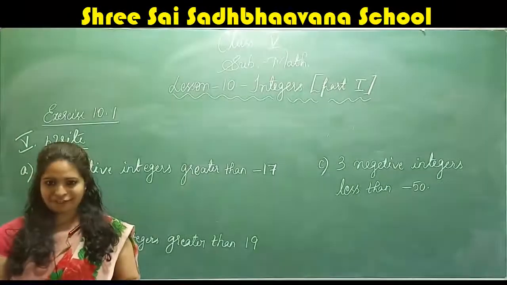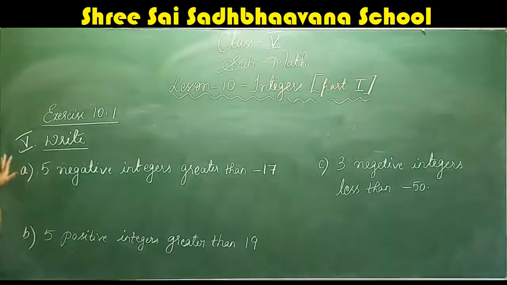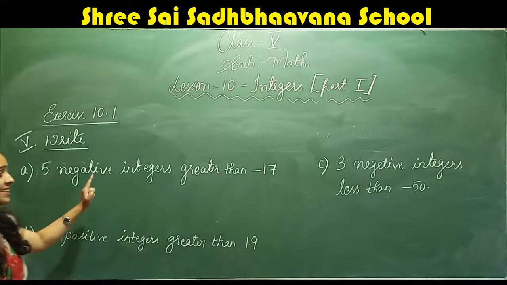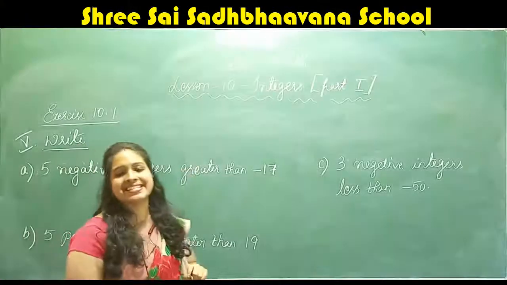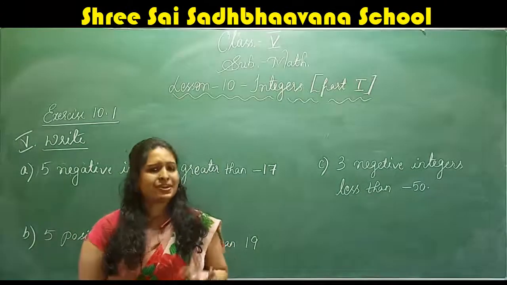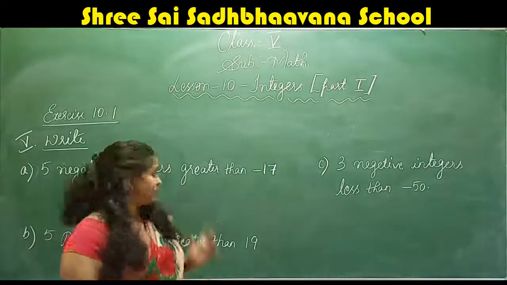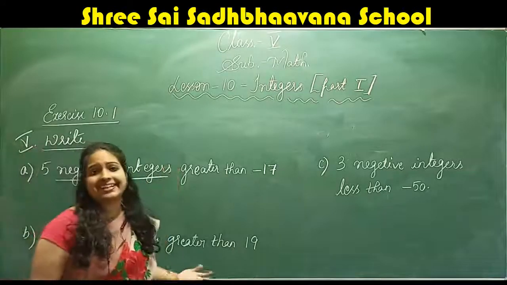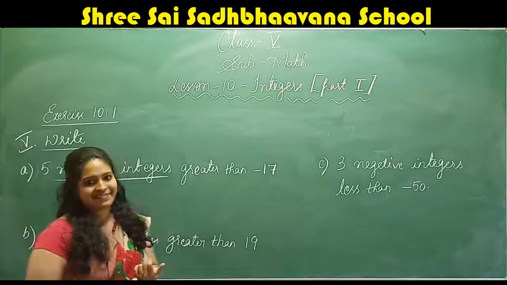Children, now let us discuss the fifth main. So the fifth main is nothing but write. What we have to write? See the A part. 5 negative integers greater than minus 17. Here we have to write the 5 negative integers which are greater than minus 17.